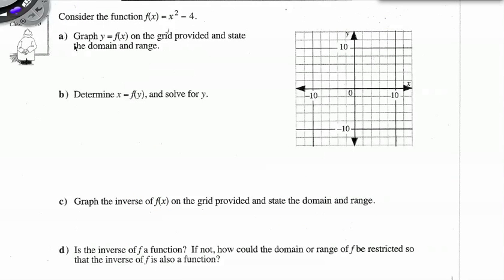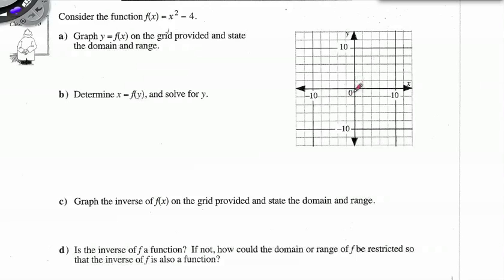Alright, in class example 3, consider this function. Graph the function on the grid provided and state the domain and range. Now we know this is a parabola. We know that it comes down as low as negative 4. It will be centered on the y-axis. Remember this from Math 11.